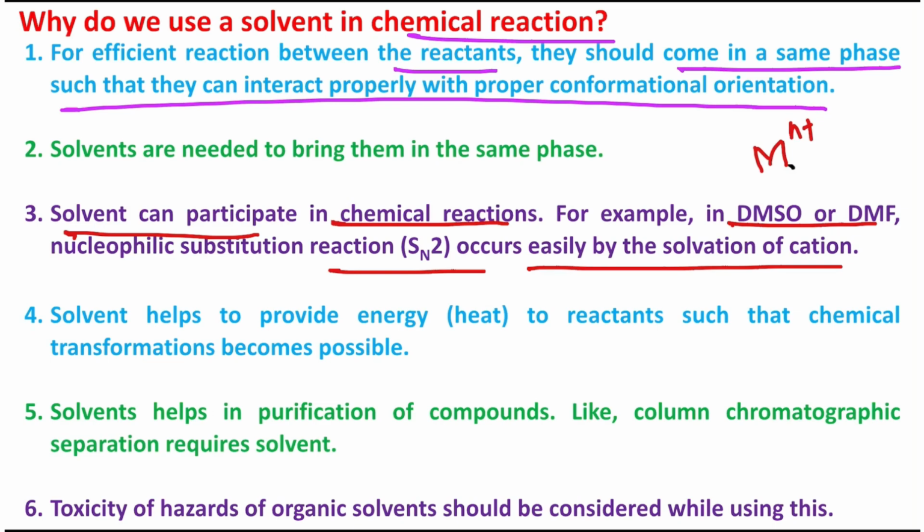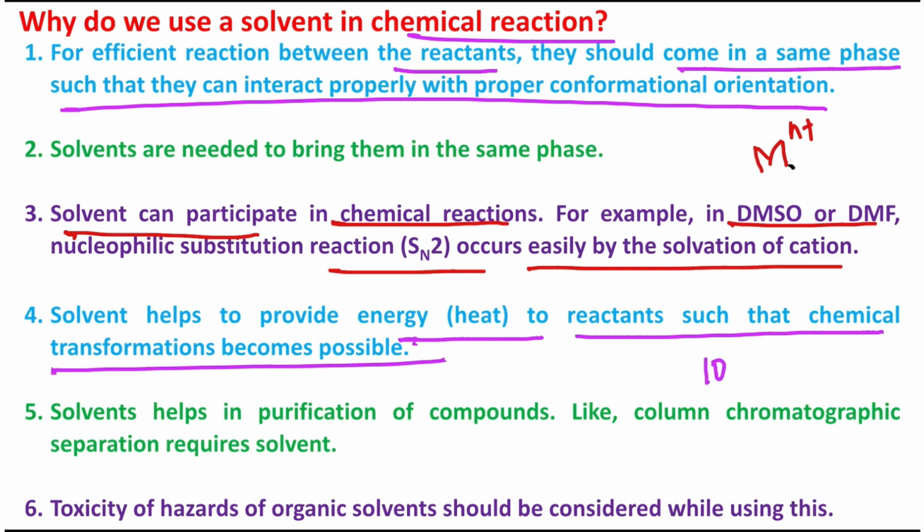Now, solvent helps to provide the energy or heat to the reactant such that chemical transformation becomes possible. How? For example, you need to carry out a reaction at 100 degrees centigrade, and you are using a particular solvent, for example toluene, whose boiling point is close to 110 degrees centigrade. So in this case, you can heat at the bottom, and this solvent will transfer this thermal energy to the molecules which are planning to react together.